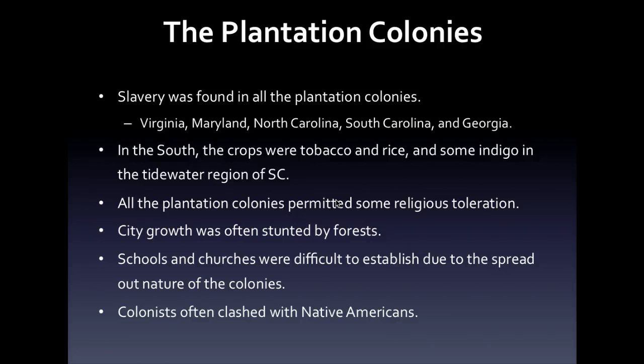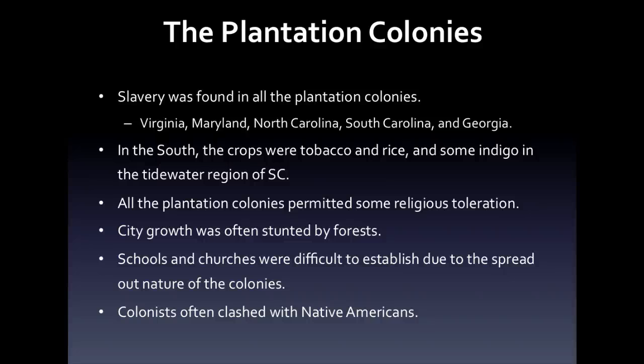So, an overview of the plantation colonies. Slavery was found in all the plantation colonies. These were Virginia, Maryland, North Carolina, South Carolina, and Georgia. And in the South, the cash crops were tobacco, rice, and some indigo. So the tobacco colonies were Virginia and Maryland, and North Carolina, while in South Carolina and Georgia it was mostly rice and indigo.